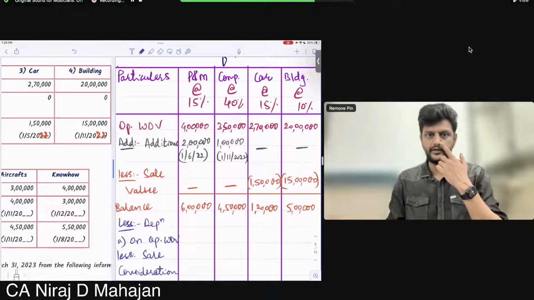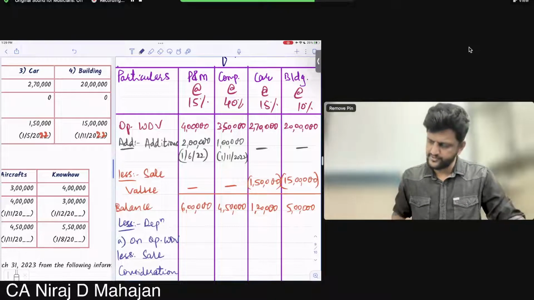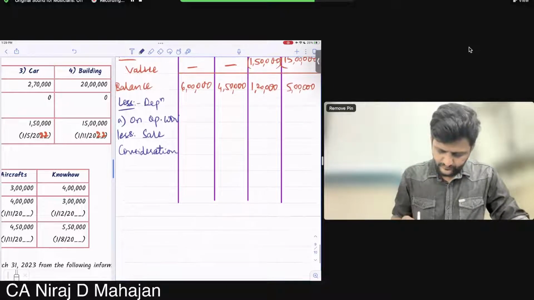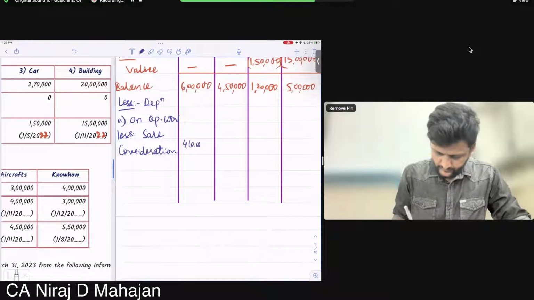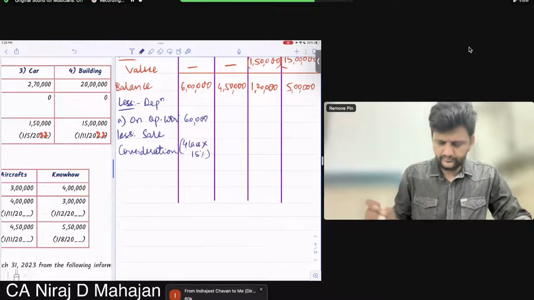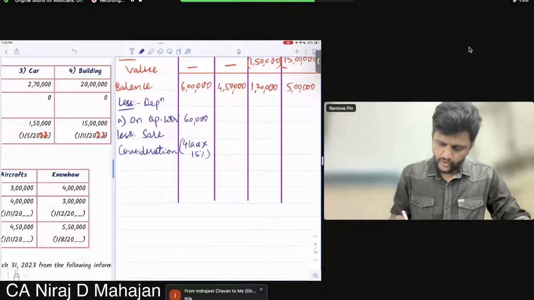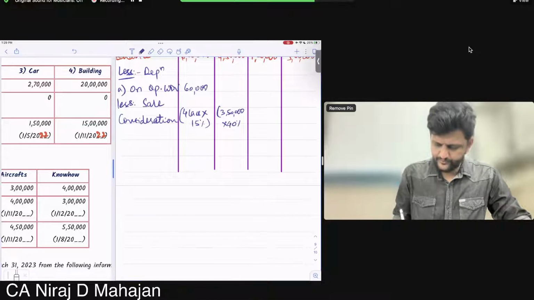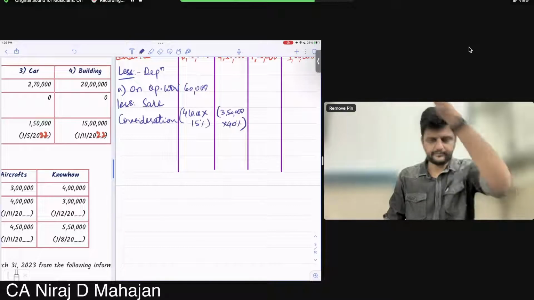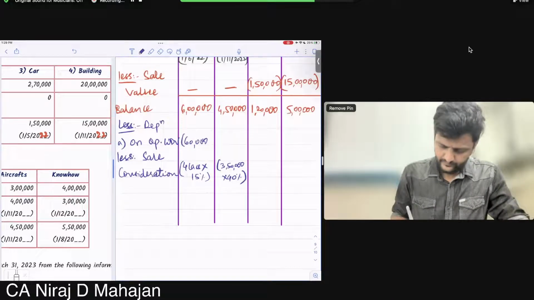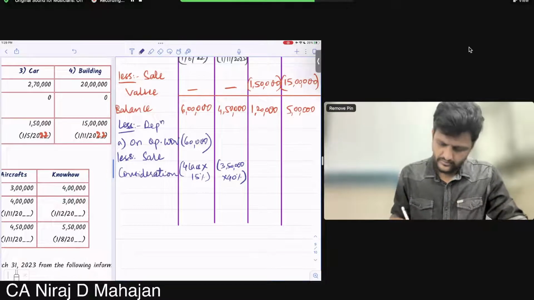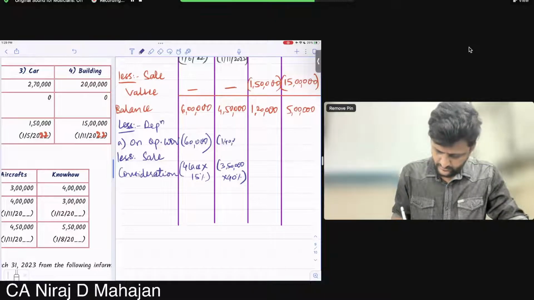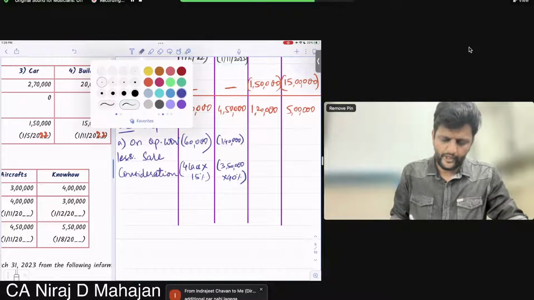Everybody clear? So on 4 lakhs, 15%. Give me the figure. 60,000. Fine till here? Here also opening balance 3,50,000. But I think 40%, no? So 140. Yes, till here? Now, the next one is important.